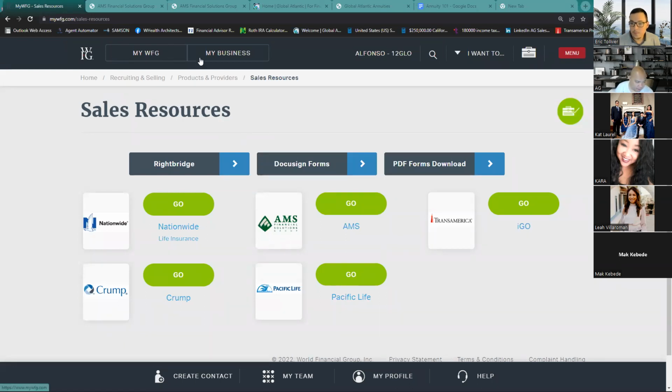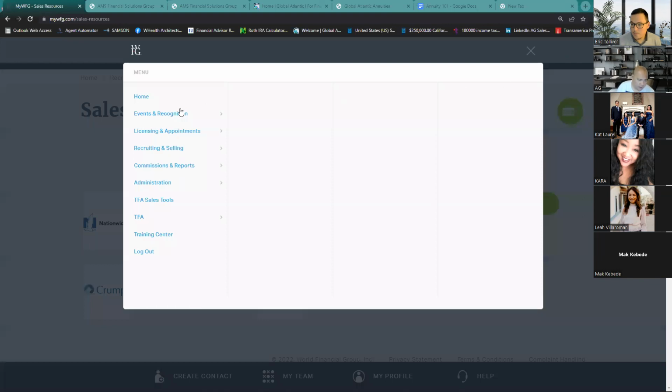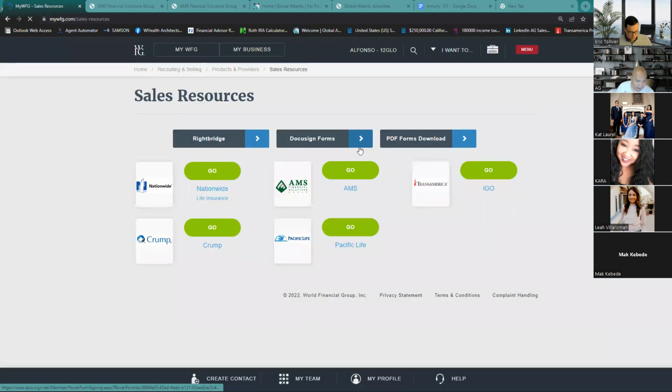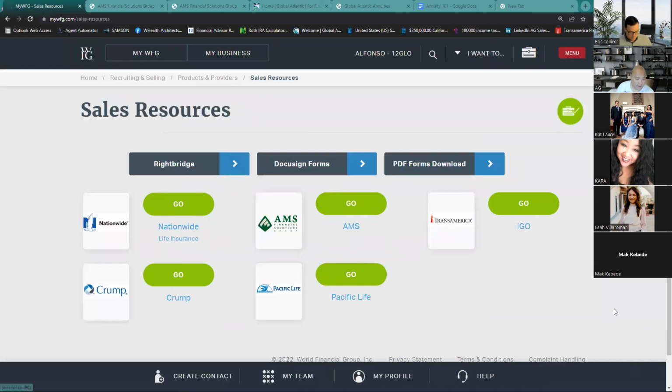Basically, when you go to mywfg.com, you guys see my screen still? Okay. Okay, so you go here in mywfg and you go under menu. You're going under recruiting and selling, and then you go to product providers and sales resources, and then it's gonna show this area.